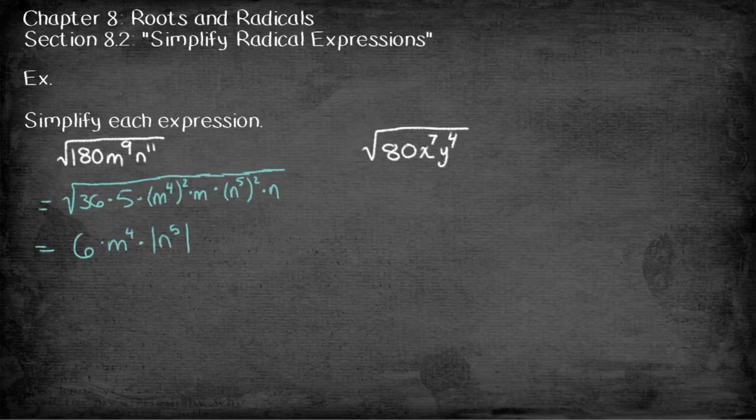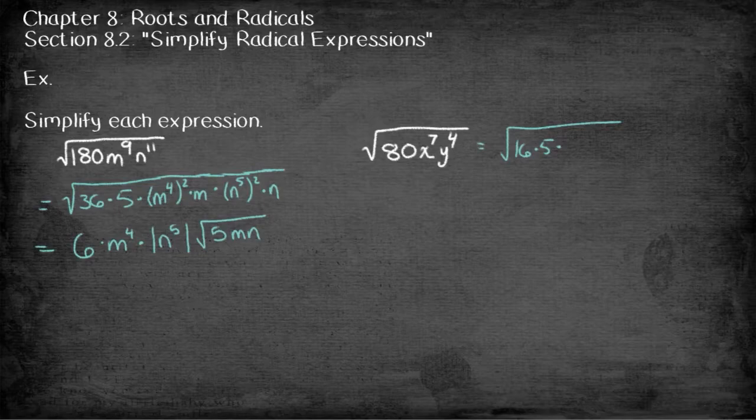It's an odd exponent. And we're left with 5mn in the radical. All right, what do we have here? We have square root of 80 x to the seventh y to the fourth. So this is 16 times 5. Another thing that we can do is we can just write the variable to a multiple of the index. Our index in this case is 2.